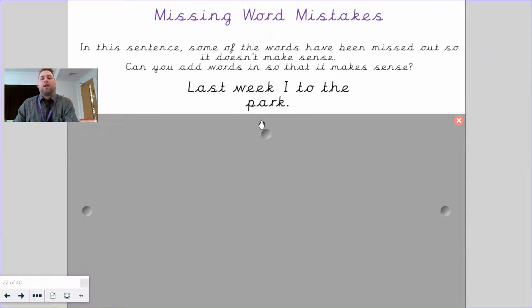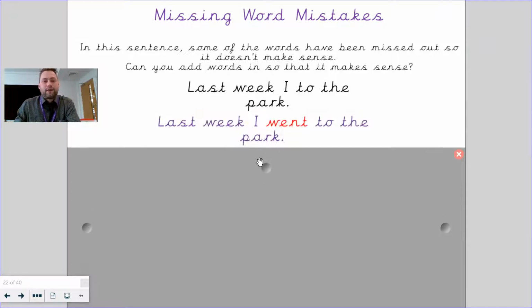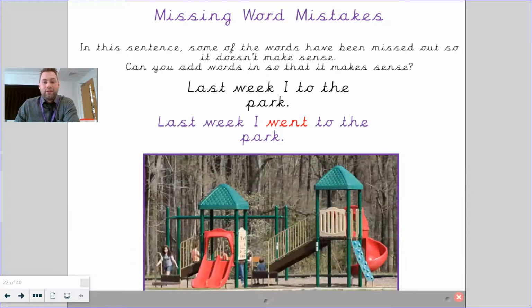Last week, I to the park. What are we missing here? That's correct. We're missing a verb. There's no verb in this sentence, so we know that we need to edit it and make it make sense. So last week, I went to the park. We've used a past tense word there because we're talking about something that happened last week. Very good.